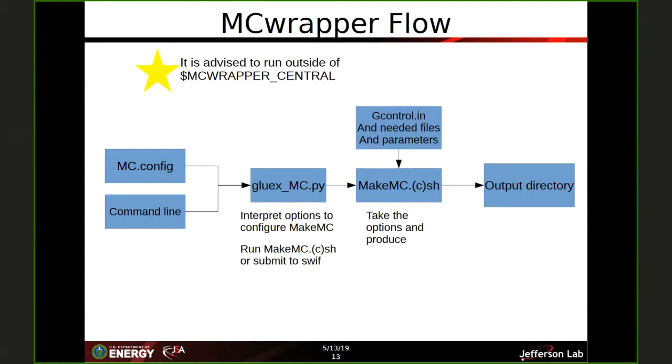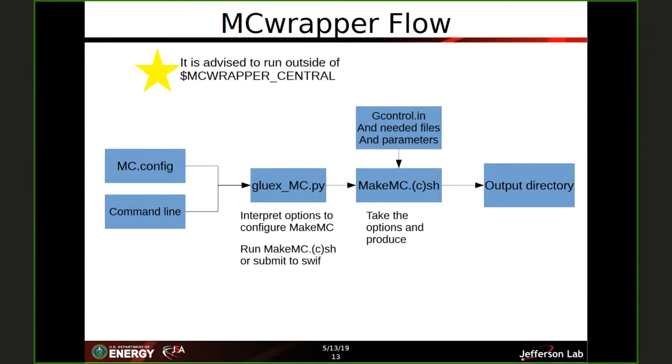So how MC wrapper works to get that production chain done is essentially it takes a config file and a command line, and then there's a script called gluexmc.py, and its job really is to just interpret the options, configure the script, and then run. So this is actually where it decides to utilize Swift, or run on the OSG, or run on QSub at CMU or William and Mary. So basically the batch system decision comes, or the submit file actually gets made by this guy when the job needs to be submitted.